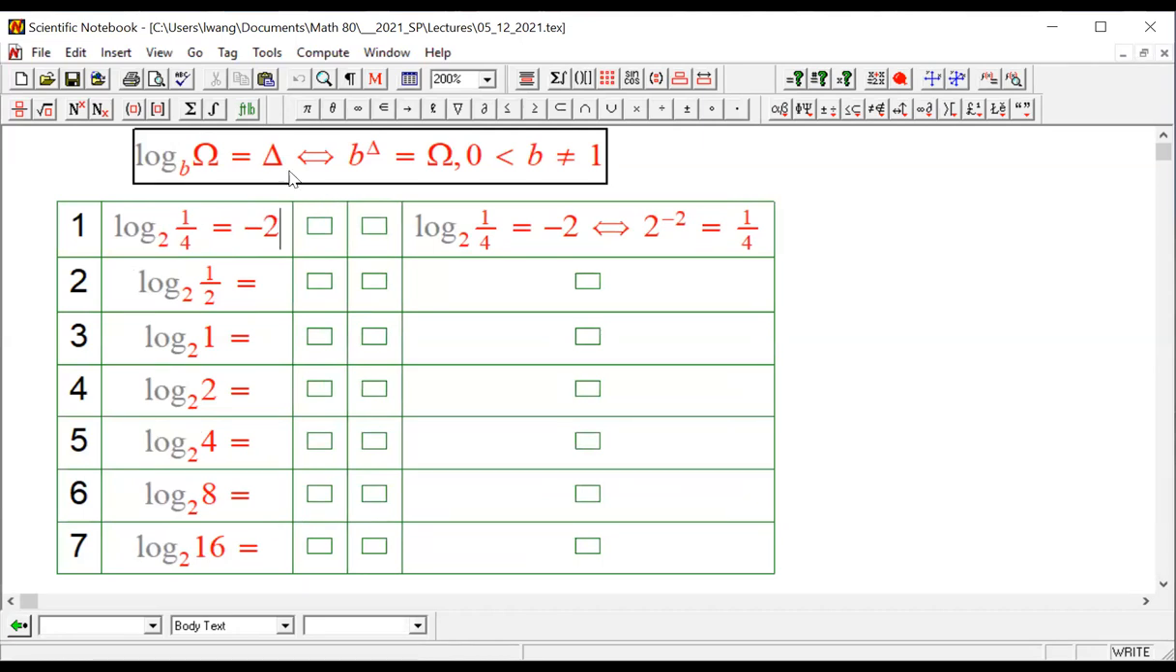Okay, so now I would like you guys to apply the definition. You copy this table to try to figure out these numbers from the perspective of the definition. And here the base is 2. We've done this before, but now we're doing it from a different perspective, from the general definition's perspective. So what does that equal to?